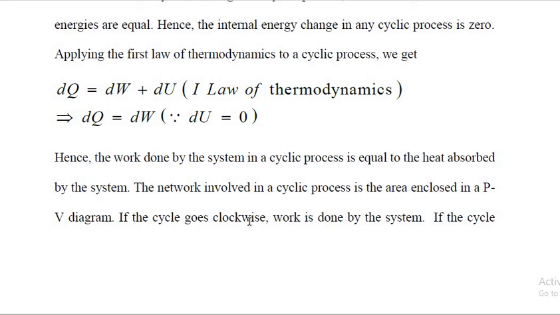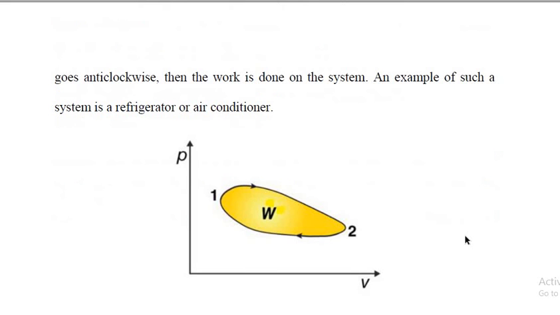If the cycle goes clockwise, work is done by the system, and if the cycle goes anti-clockwise, then the work is done on the system. So for clockwise, work is done by the system, and for anti-clockwise, work is done on the system. An example of such a cyclic system is a refrigerator or air conditioner.